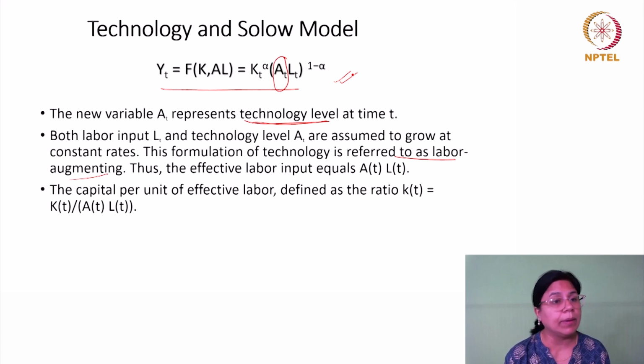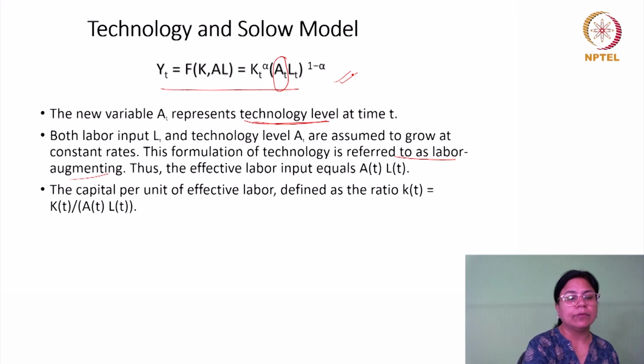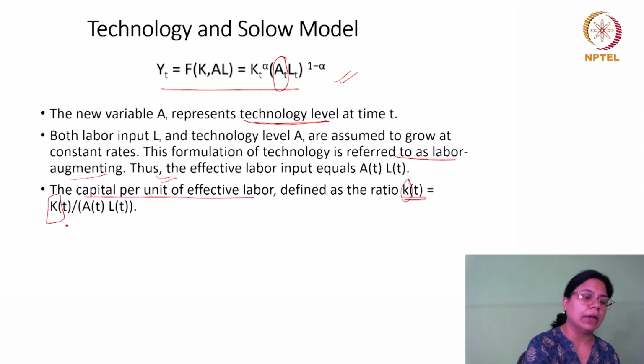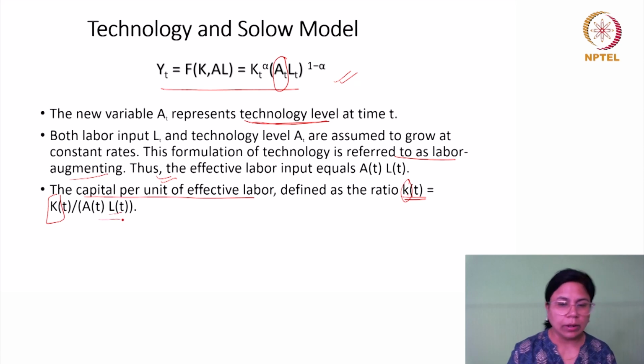The labor itself will become much more effective in terms of its outcome. So that is one interpretation of this particular labor augmenting technology. Apart from that, suppose now you multiply both sides by labor. What you will have is the capital per unit of effective labor, which would be defined as a small k, that is capital K_t divided by A_t times L_t.